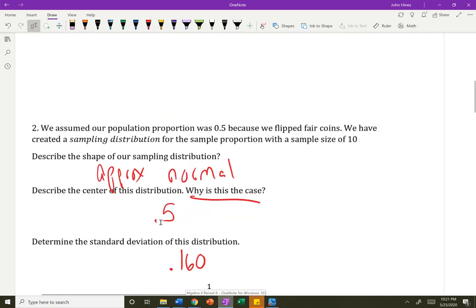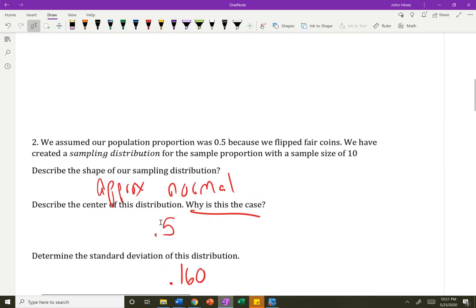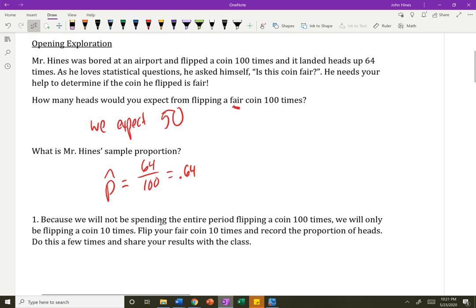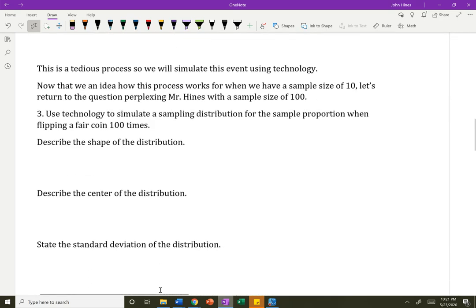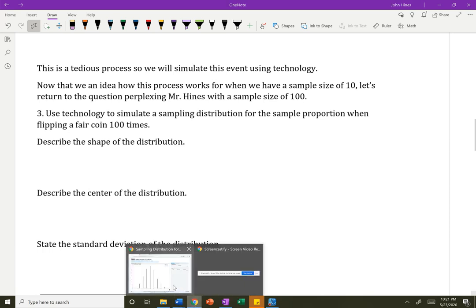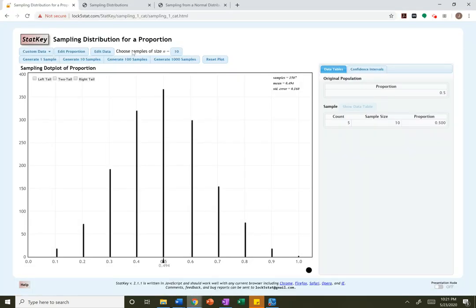So that's what we would have done in class with our 10 coin flips. We would have done that together. But that was just to get us used to the idea. Now let's go answer my question. I was actually flipping it 100 times. So let's do this again. Let's use technology, because that's going to take way too long to do in person.